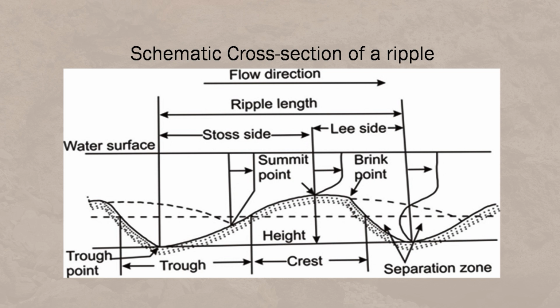And some of the indices which are used for describing ripples: the ripple length is between the two trough points, and this is called trough point, and between the brink point and the summit point you have a crest, and that is how the ripples are formed, and they move from left to right.